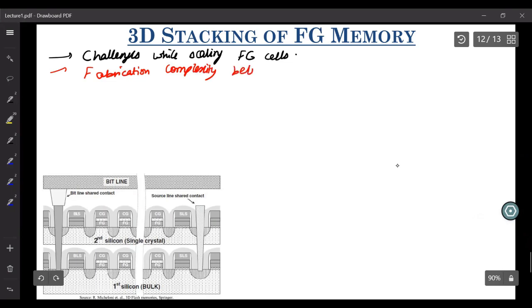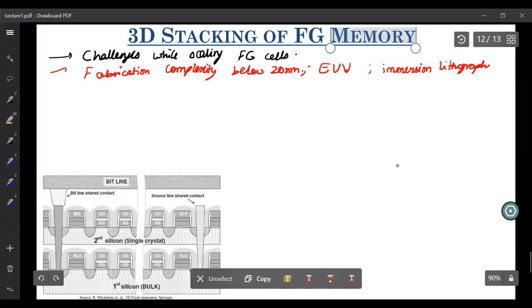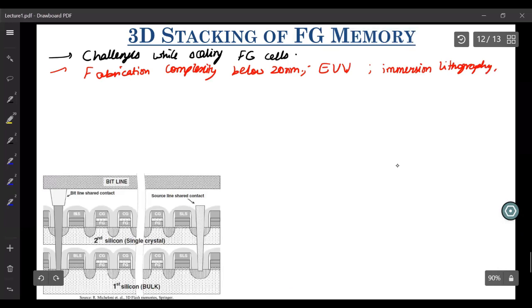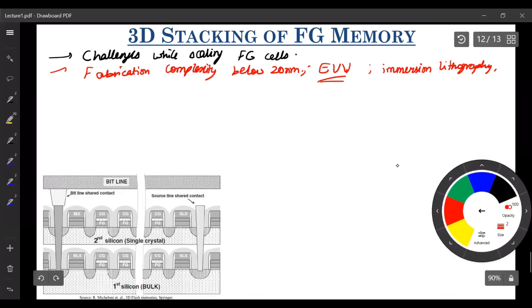So below this 20 nanometer technology node, they have to use EUV. Earlier they used immersion lithography, which worked fine till the 20 nanometer technology node for fabrication of this FG flash. But now they have to switch to EUV and stepper technology if they have to scale it below 20 nanometers. They can do that.